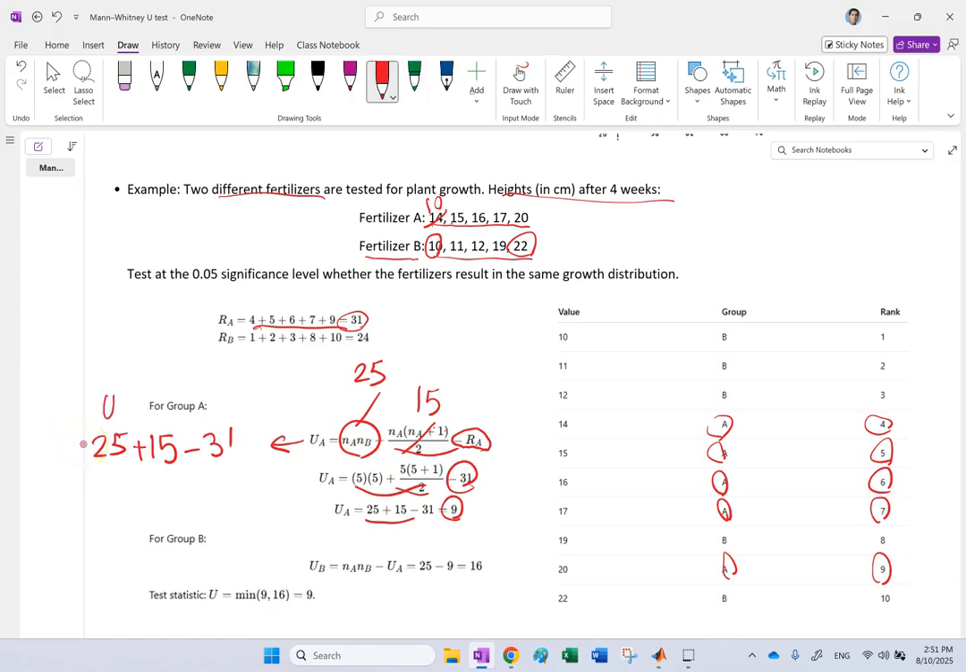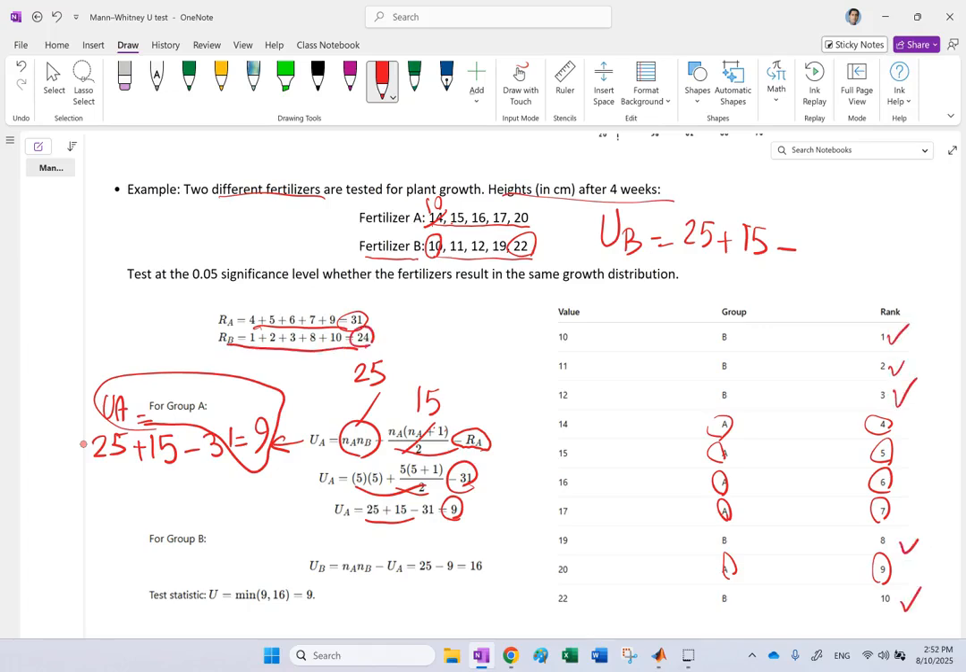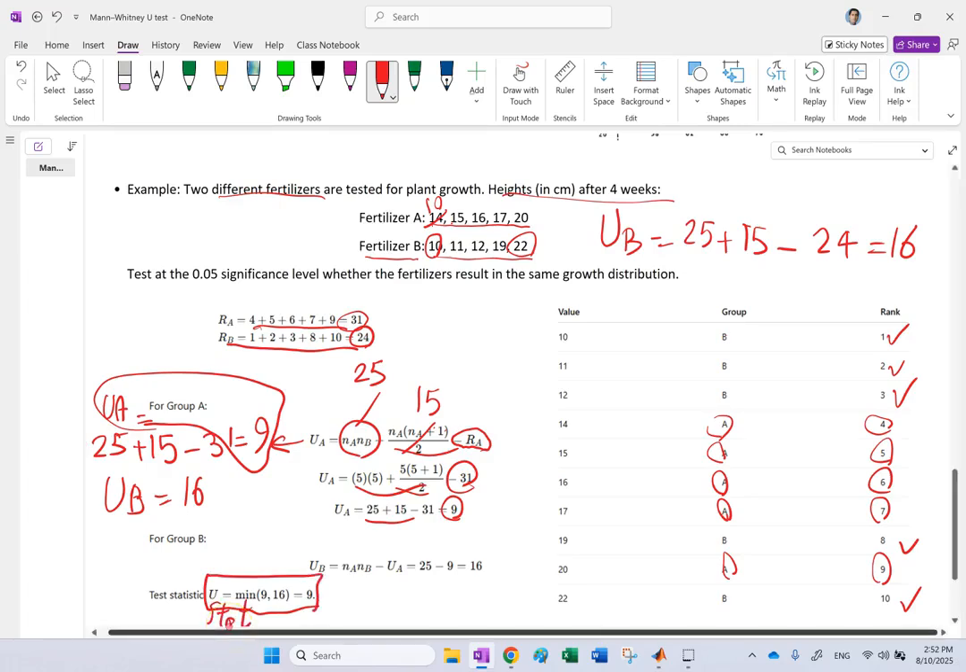So U of A is going to be equal to 9. This is the critical number for group A. Then I do a similar thing for group B. So for group B, again, it is 25 plus 15 minus. Now look at group B. The numbers are 1, 2, 3, 8, and 10. If I add these numbers, that's 24. So you are going to get 16. So U of B is 16, U of A is 9, and the minimum of them is 9. So your U stat, in this case, is going to be equal to 9.